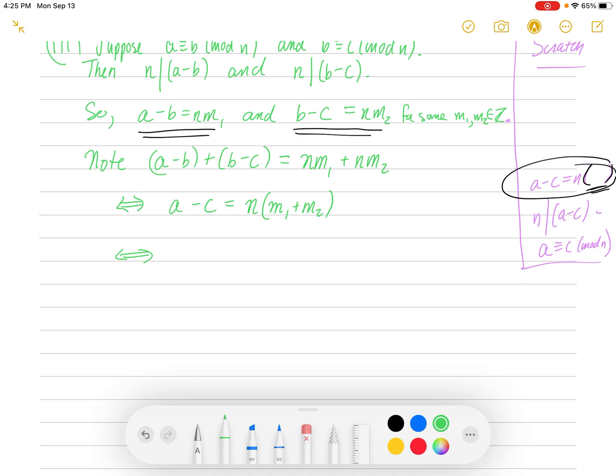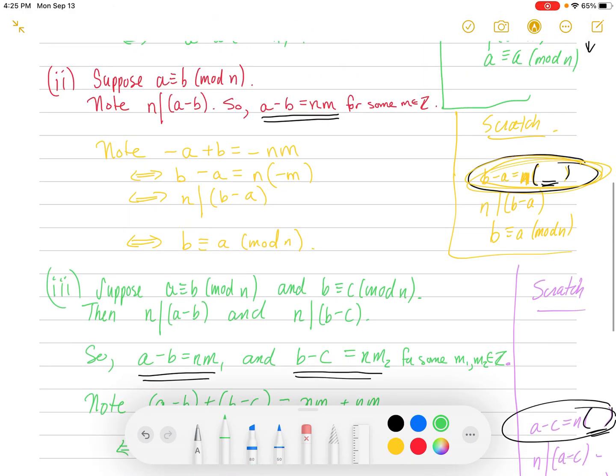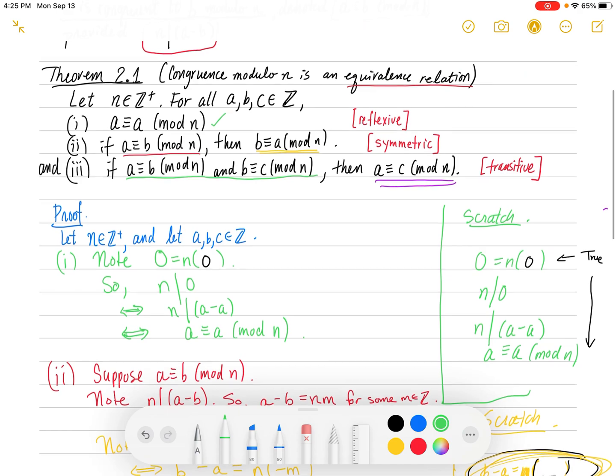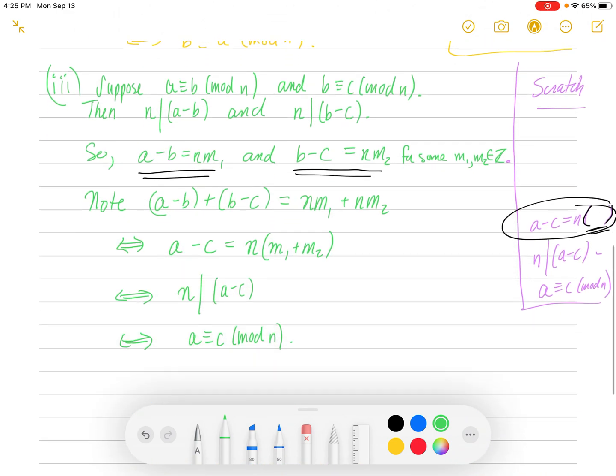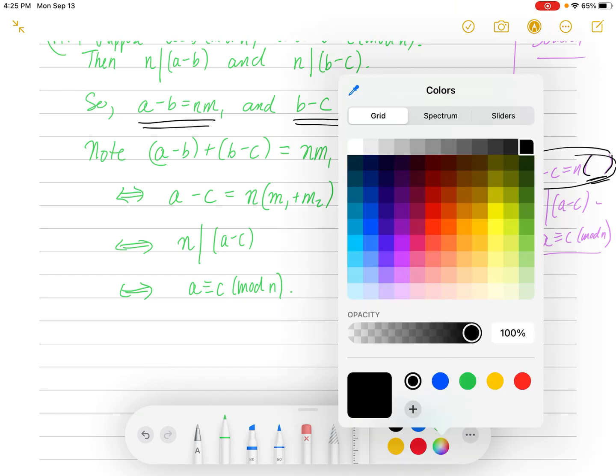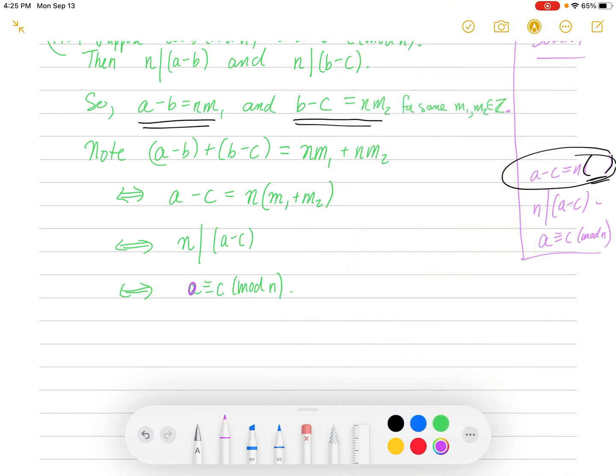And that's what we wanted, right? We wanted A minus C is n times something. That tells us n divides A minus C, and that's equivalent to saying A is congruent to C mod n. And that's it, right? That's what we wanted. If A is congruent to B mod n, B is congruent to C mod n, then A is congruent to C mod n. And that should be like a pinkish color or a purplish color. That's where I wanted to go, right? I wanted to go with a purple color. So that's it. That's our proof.